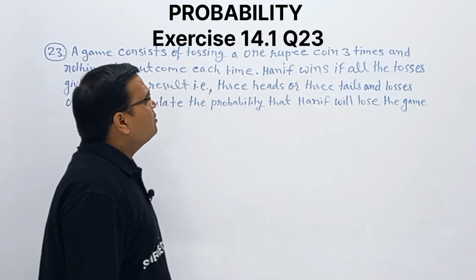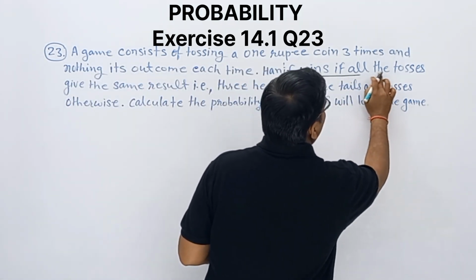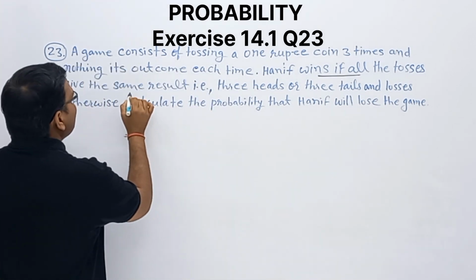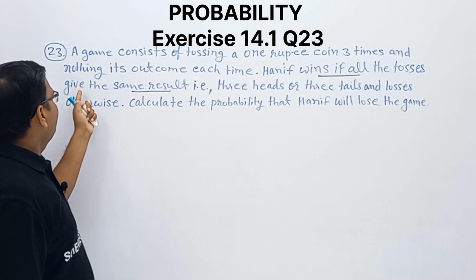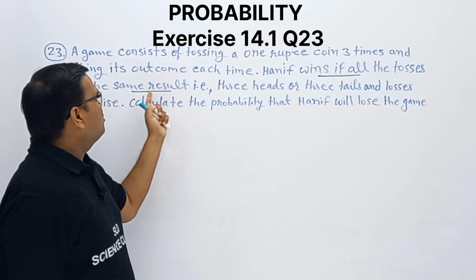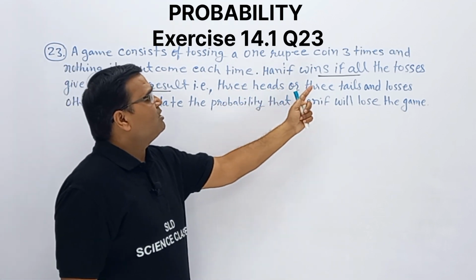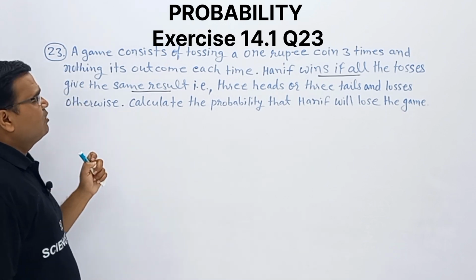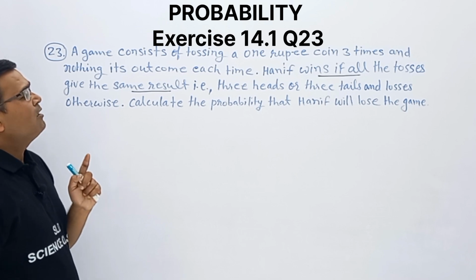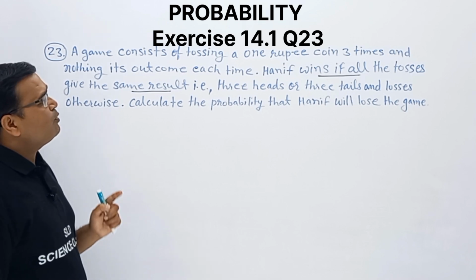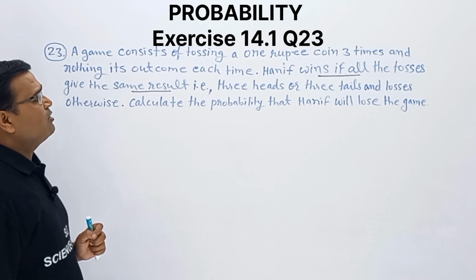Hanif wins if all the tosses give the same result, that is 3 heads or 3 tails, and loses otherwise. So first, what we are doing? We are tossing a 1 rupee coin 3 times. Once we toss a 1 rupee coin 3 times, then total possible outcomes.